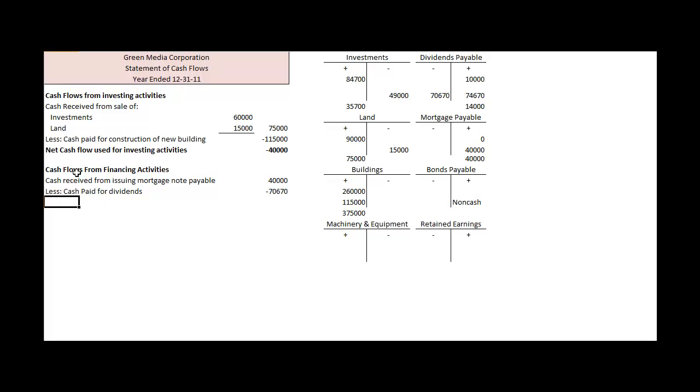So the statement of cash flows for financing activity ends like this. It says net cash flow used by financing activities. The reason it's used is because the outflows are larger than the inflows, and so that is the end of the financing activity section for the statement of cash flows.